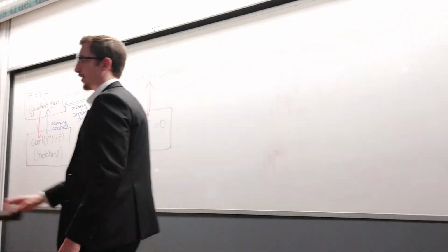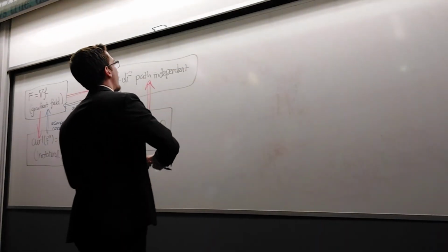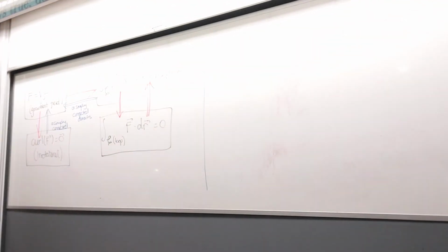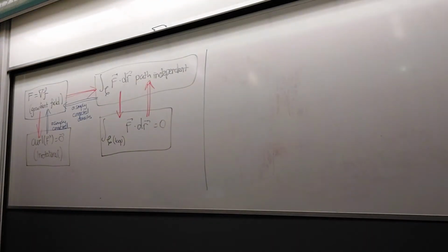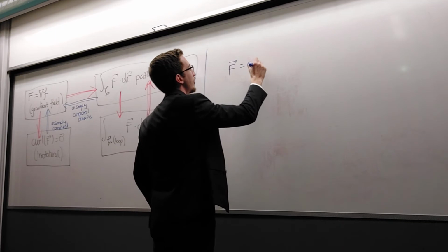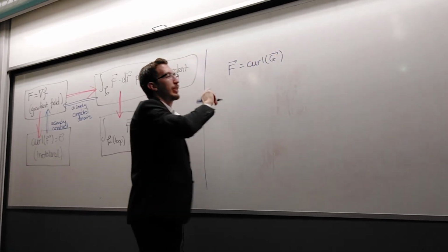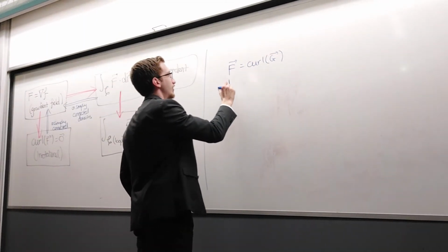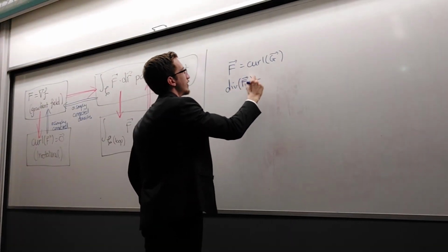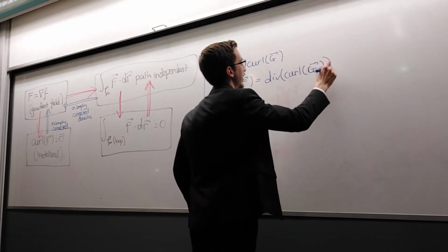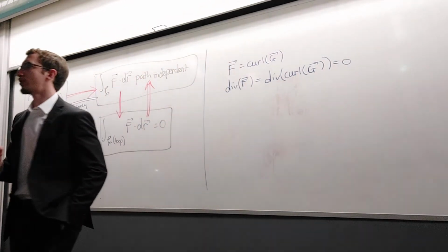Recall that I talked about solenoidal vector fields. A solenoidal vector field is one that is given by the curl of something else. So, for instance, if f is given by the curl of g, then it would be solenoidal. And we saw that the divergence of such a thing was 0, because the divergence of the curl vanished. And why does the divergence of the curl vanish?